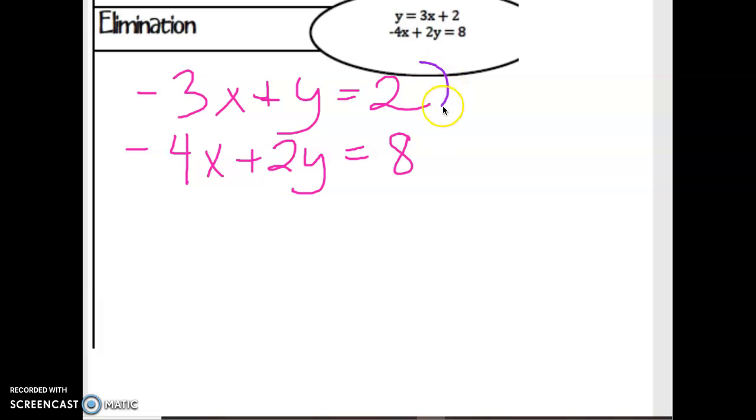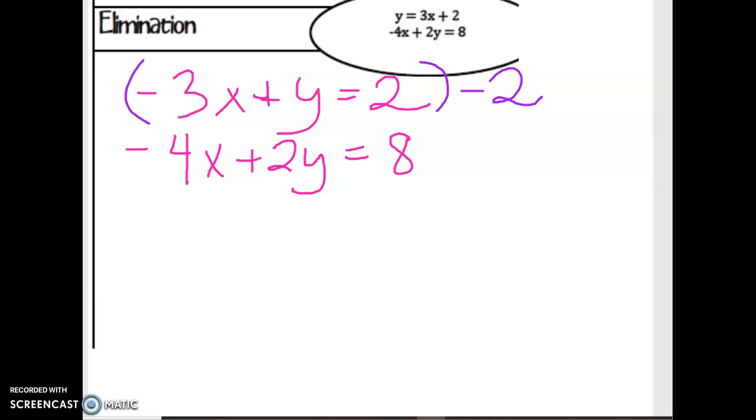So I'm going to choose to eliminate the y so that I only have to multiply the top equation by -2. In the previous video, there should have been discussion about adding the equations. In order to add them, the coefficients have to have opposite signs, where one is positive and one is negative.